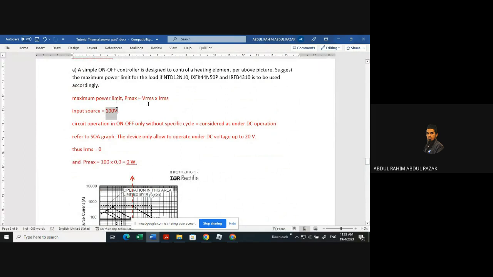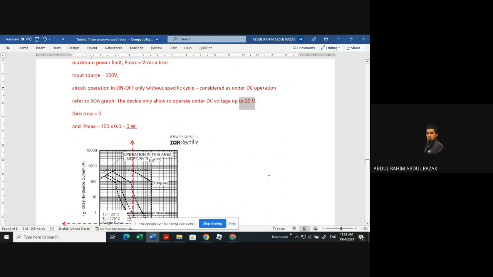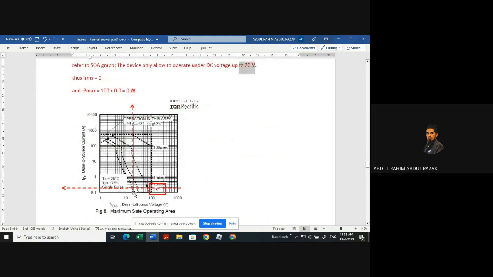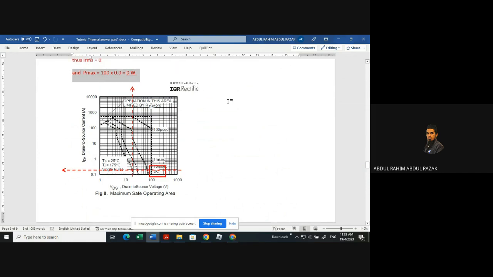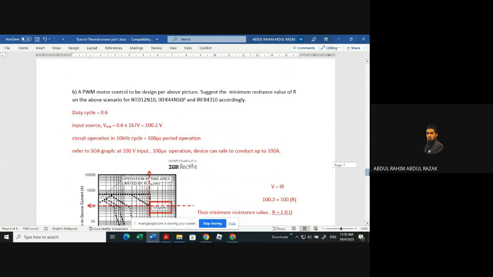input source 100 volt. So under DC operation, the device can allow to operate up to 20 volt. Just kan? Limitation for DC is up to 20 volt. So I kosong, you cannot deliver any power at that 100 volt DC. 100 volt punya range lah. 100 volt dalam DC operation. So is that you cannot use. Kena ada perubahan sikit lah dalam tu. Small.